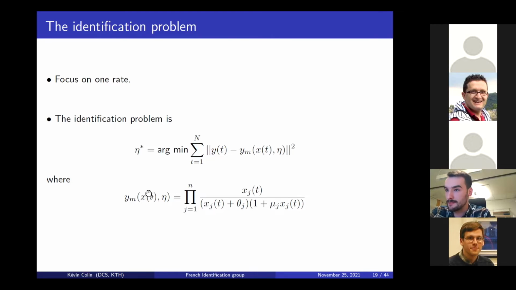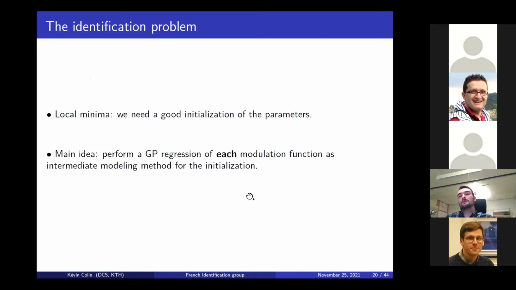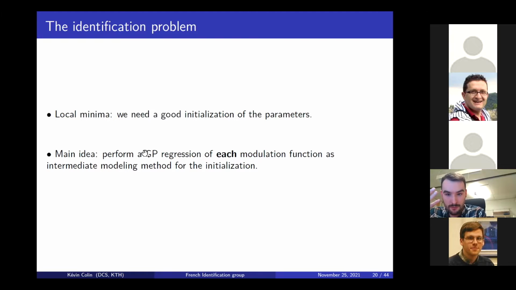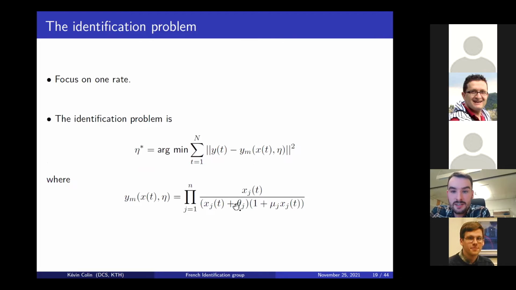And where here Ym is basically this. So X is a multidimensional input, Y is our scalar output, and here you have the parameters mu j and theta j we want to identify. Okay. The problem is that if we do the nonlinear least square optimization, we are going to get some local minimum issues. So we could consider some regularization method. But the idea that we have been following in this project is to perform an intermediate modeling where we model each modulation function with a Gaussian process model. And then we will use these Gaussian process estimates in order to find an initial value for both parameters theta j and mu j for each modulation function. So that's the intermediate step.